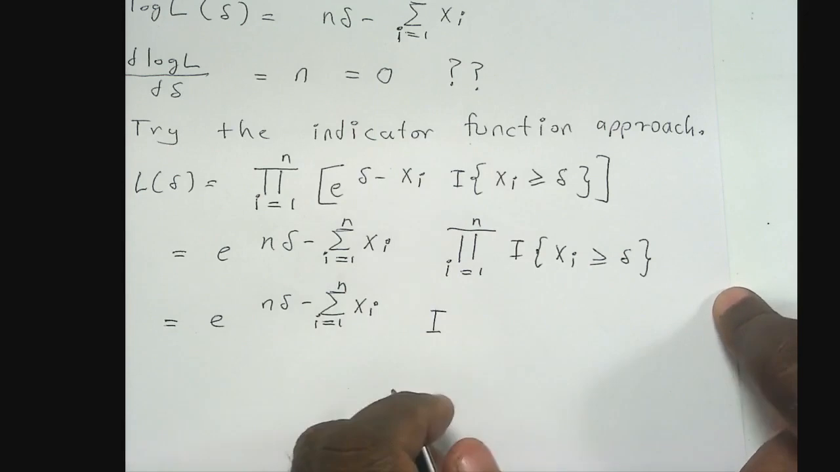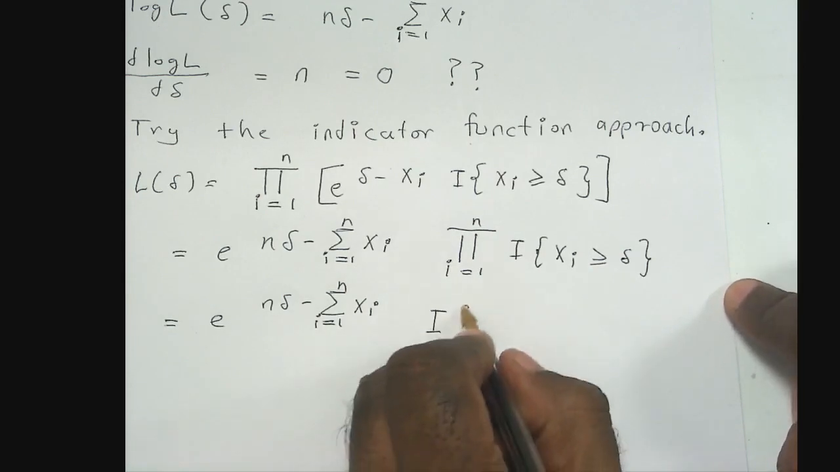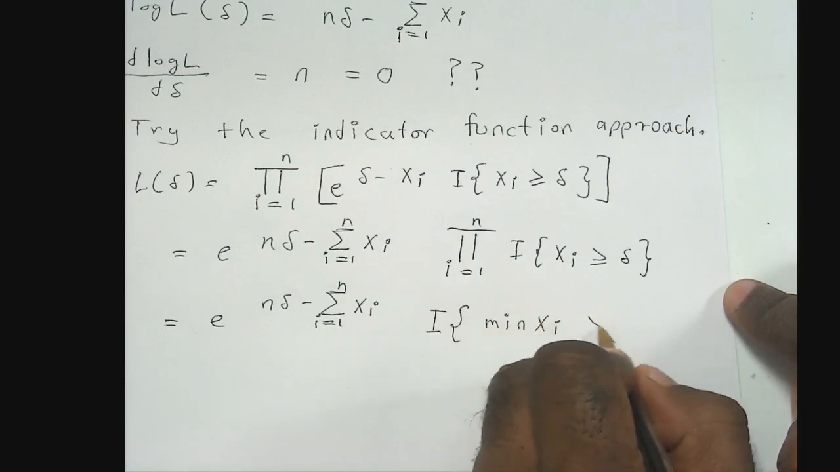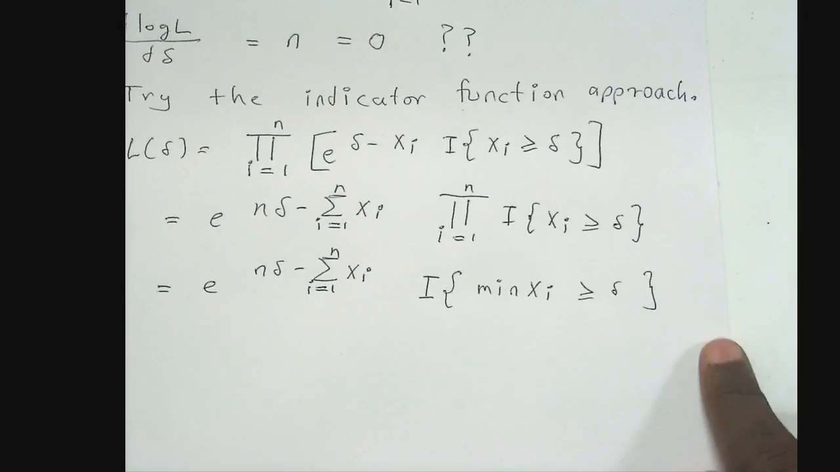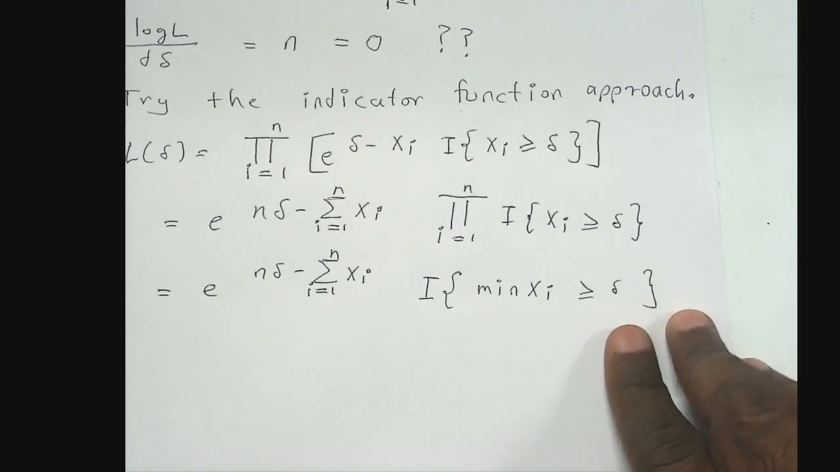Yes? No? I'm sure you guys know this. The minimum of xi, yeah, exactly. The minimum of xi greater than or equal to delta. Just try to remember those three rules, guys. It's in the scan notes I gave you, all right? So this reduces to this, yeah?